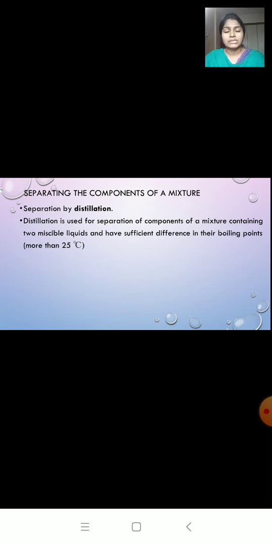Okay, so distillation is separation. We can separate two miscible liquids, but they should have sufficient difference in their boiling points. It means the difference should be more than 25 degrees Celsius. Suppose I have two liquids, liquid 1 and liquid 2. So boiling point of the first liquid is 50 degrees Celsius and second liquid is 100. So difference in the boiling point will be around 50 degrees Celsius. So definitely it is more than 25. So such kind of miscible liquids can be separated by distillation.